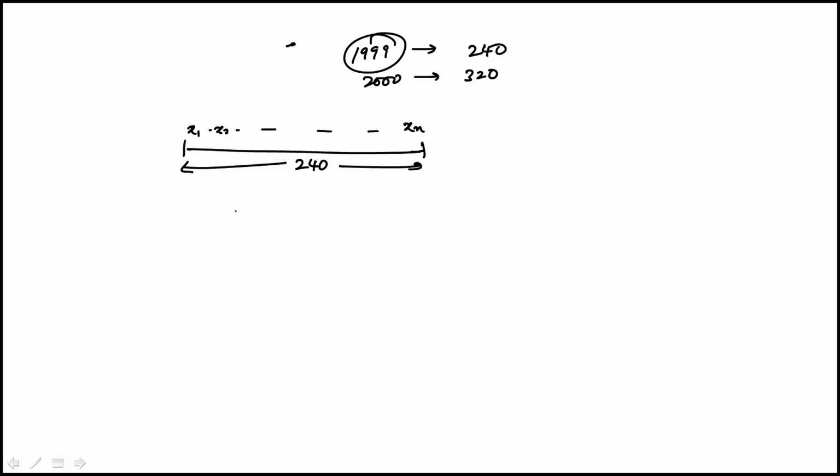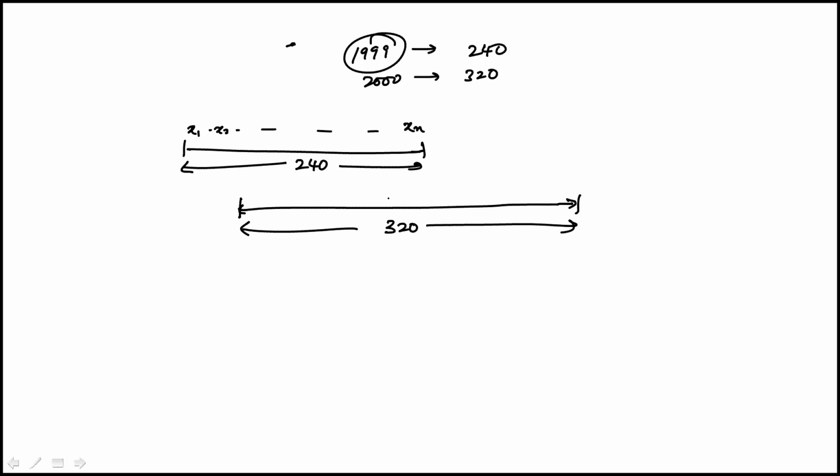Similarly, we have for 2000, let's say it happens to be something like this. But what we do know is that the range is greater. So we know that distance is 320. And that's why this line is longer. And let's say the values are y1, y2, ym, because we don't know if they have the same number.